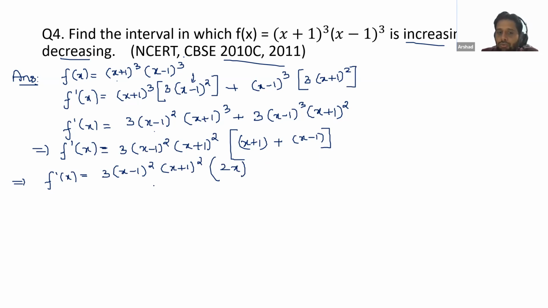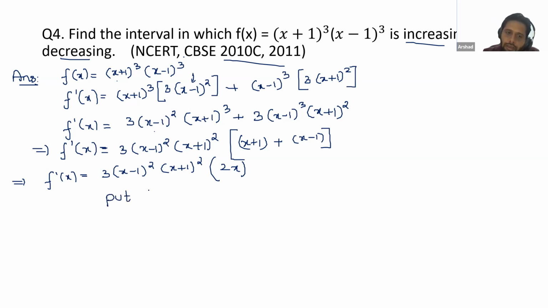There is no need to open the bracket. If you open the bracket, it will not be possible for you. So again, factorize there. In such types of questions where you have a power, try to solve like this, take out common. So now we can easily find the critical points.